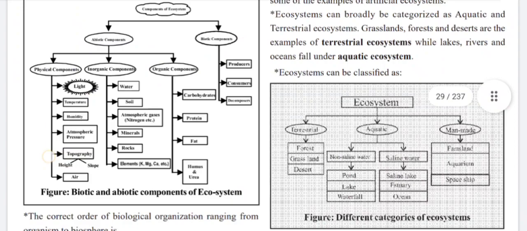Here you can see the figure of the biotic and abiotic components of the ecosystem. Components of the ecosystem: first is the abiotic component, second is the biotic component. Biotic components are producers, consumers and decomposers. Abiotic components are physical components, inorganic components and organic components. In physical components: light, temperature, humidity, atmospheric pressure, topography, that is height and slope, and air. In inorganic components: water, soil, atmospheric gases like nitrogen, minerals, rocks, elements like potassium, magnesium, calcium, etc. Organic components: carbohydrates, proteins, fat, humus and urea.